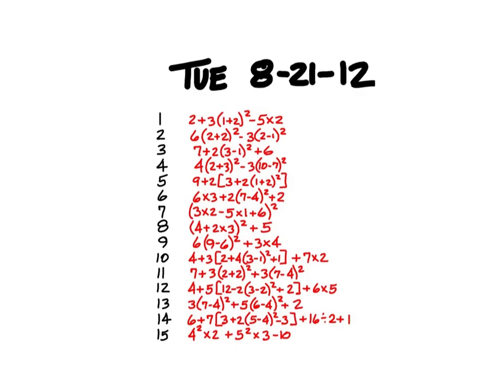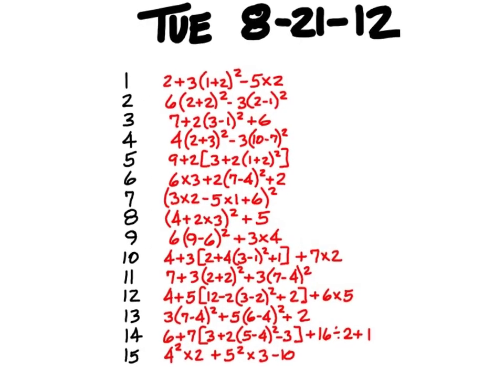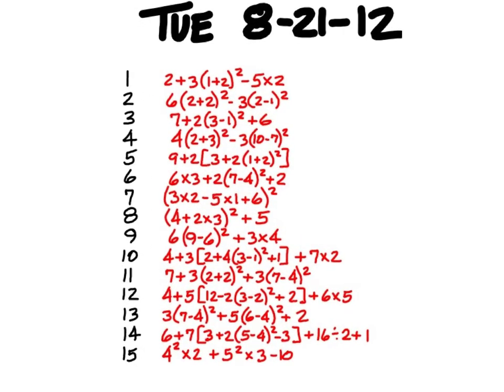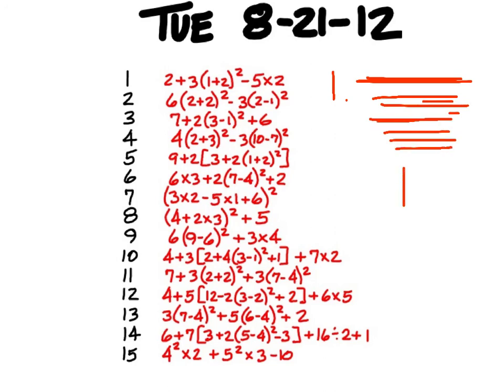Homework assignment for today. Make sure you write the problem number like this. Write the problem. Underneath of it, show all the work. And then box the final answer.